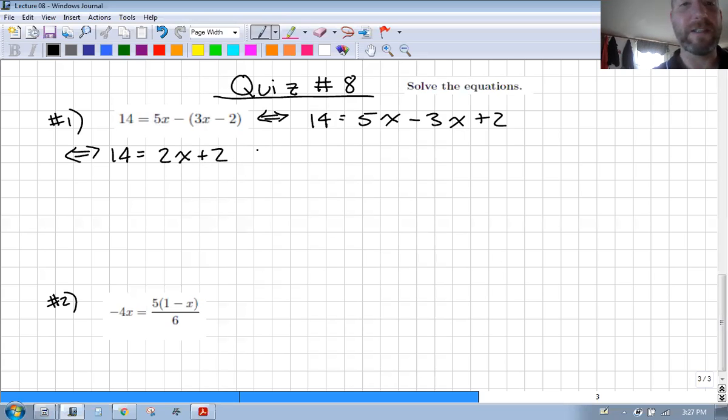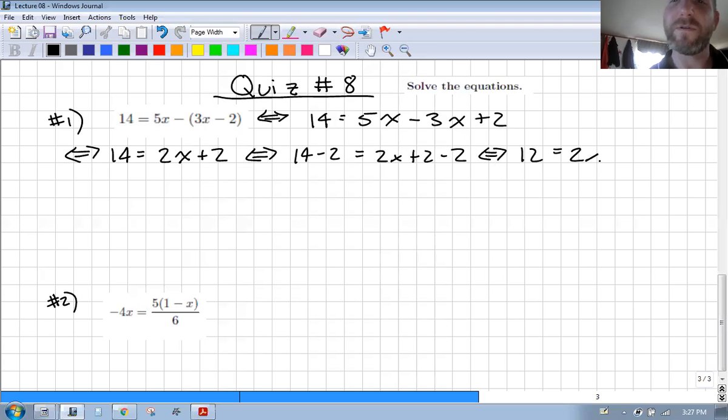All right, now we can get this 2 off of the 2x. So we'll subtract 2 from both sides. So 14 minus 2 is 12. It's 2x. So now dividing both sides by 2. 12 over 2 is 6.